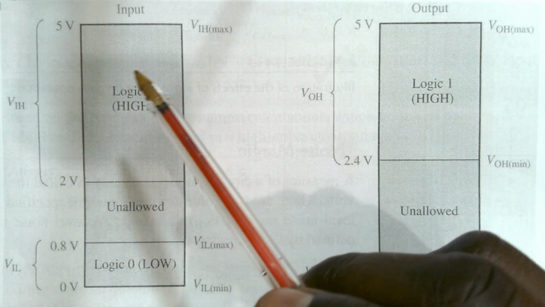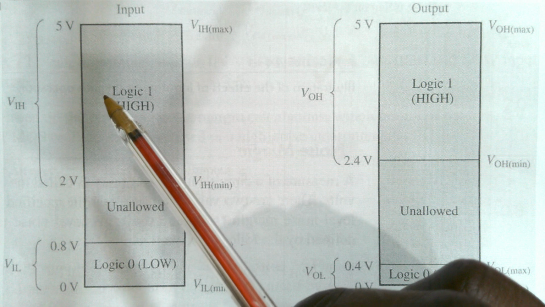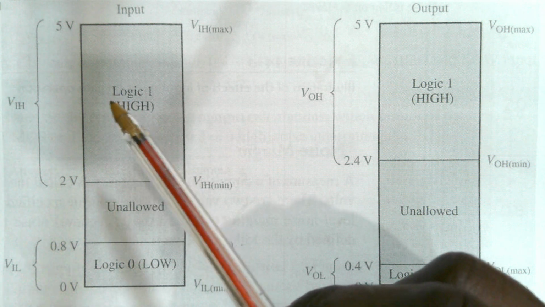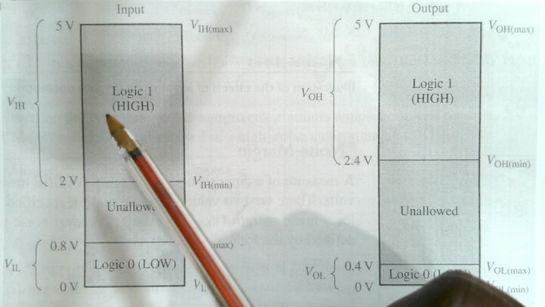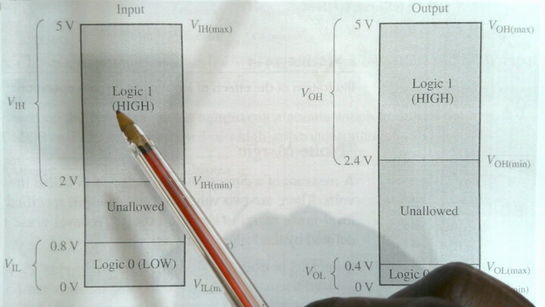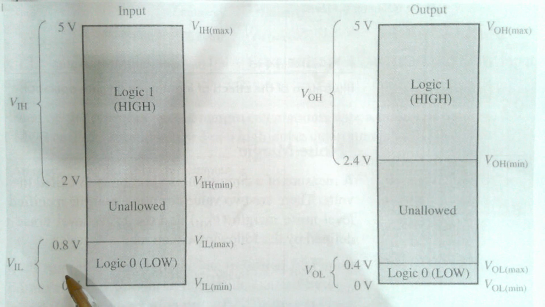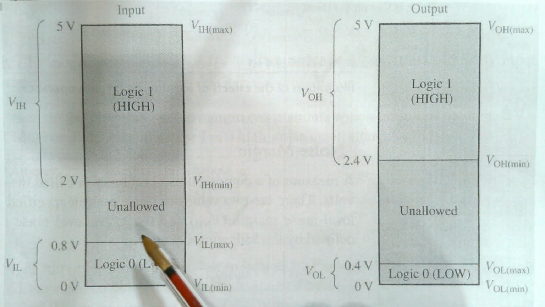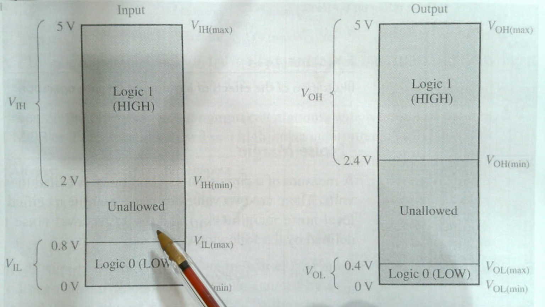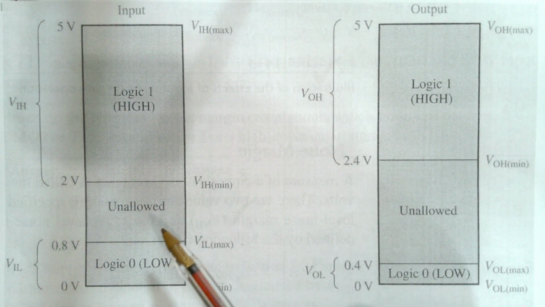So it means that if I apply any voltage within that range to TTL technology, it would be seen as a logic 1. On the low side, 0 to 0.8 volts is going to be interpreted as a logic 0. The unallowed range, of course, is much smaller than plus 5 volt CMOS technology.